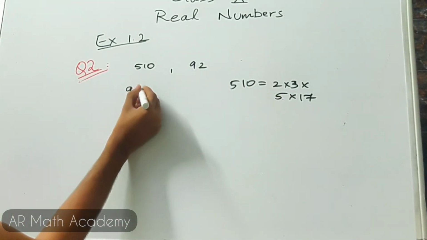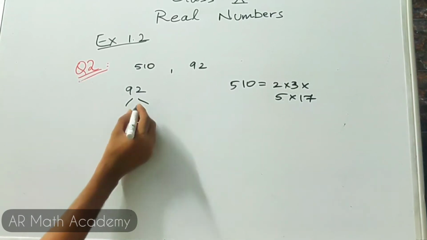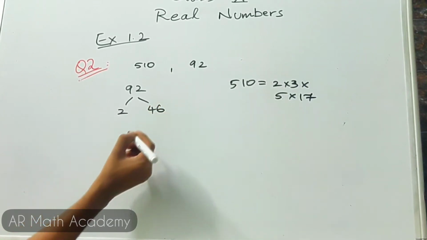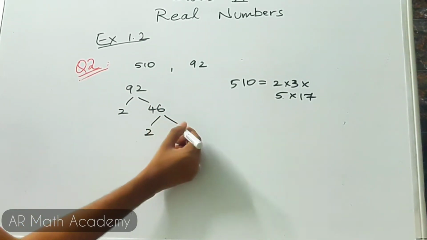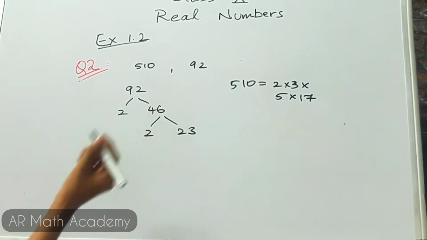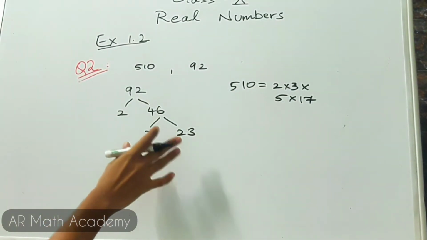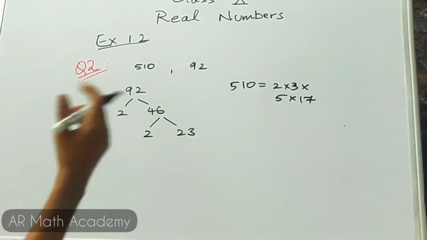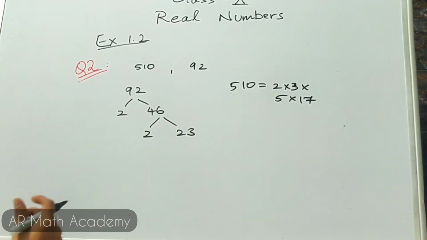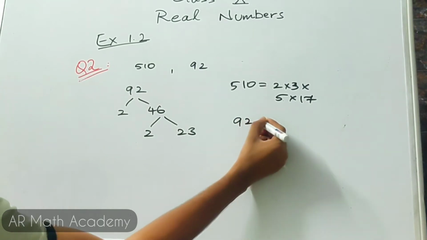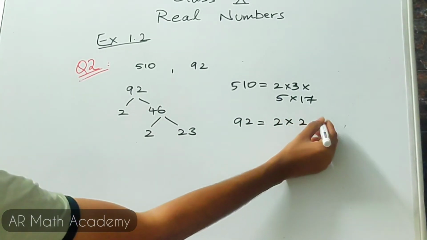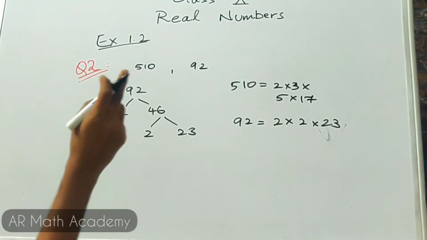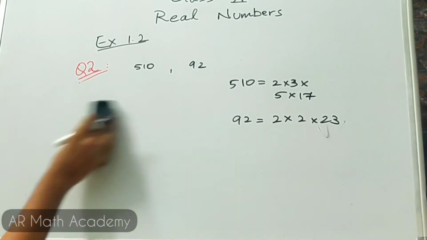Now as for 92, 92 can be split by 2. Yeah, it goes by 2, right? So 2 4s are 8, and 46, I guess. Yeah, 46. So again it goes by 2. So it is 23. And yeah, 23 is a prime number. Now as I told you, you know the prime factors automatically when solving enough problems, and you know that 23 is not a very common number, right? So 92 can be written as 2 times 2 times 23. Well, these are the products of the prime factors of 510 and 92.